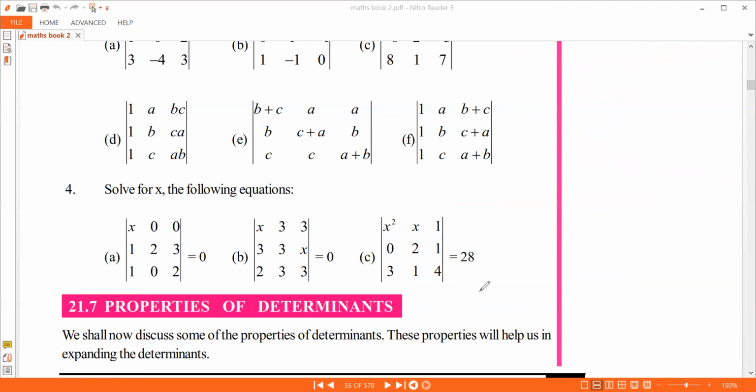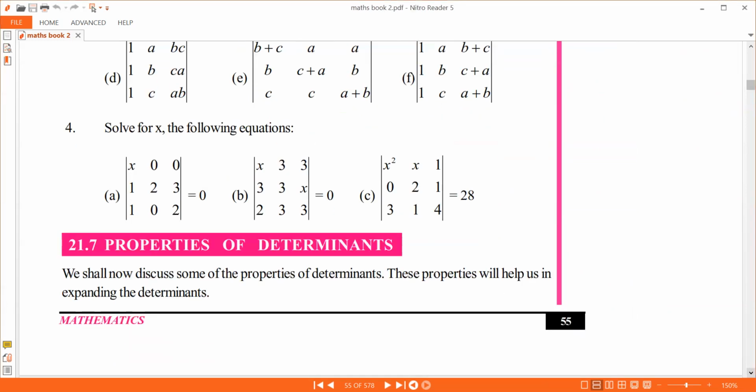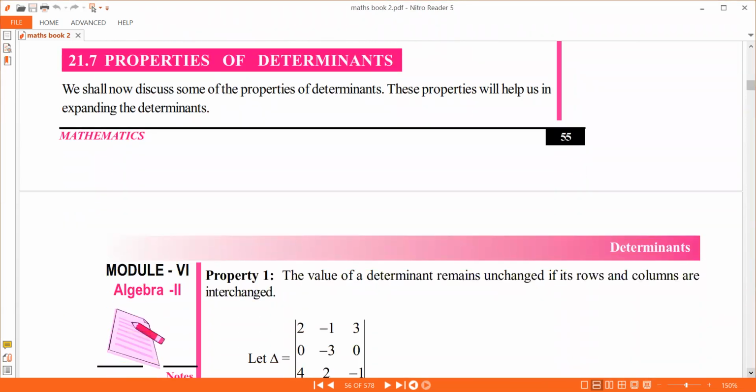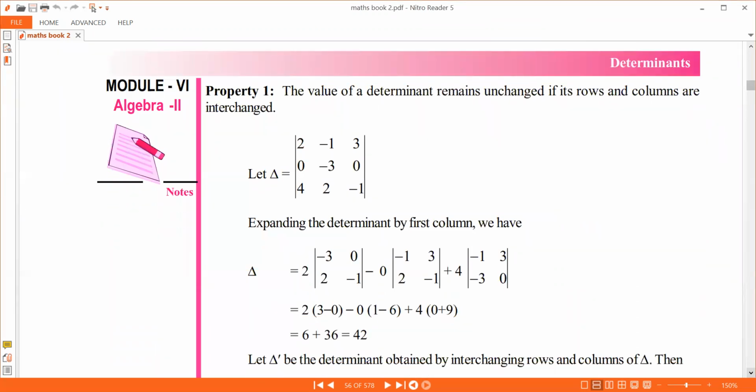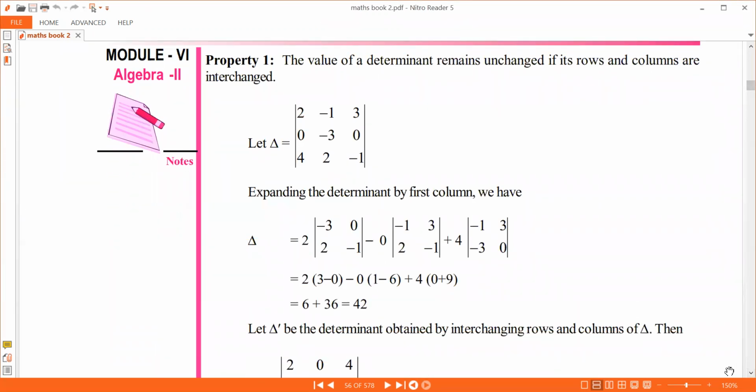So this is how one can solve this kind of questions. And now comes the properties of determinants. This is property one. The value of the determinant remains unchanged if its rows and columns are exchanged. You have to know this. What is this rows and columns exchange? I will tell you in one shot. It's like det A is equal to det A transpose. As simple as that. That's what he wants to tell.